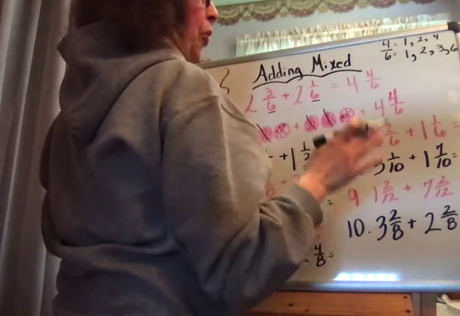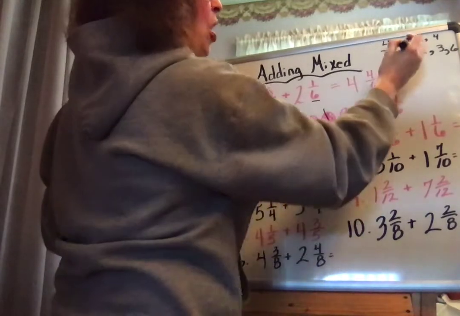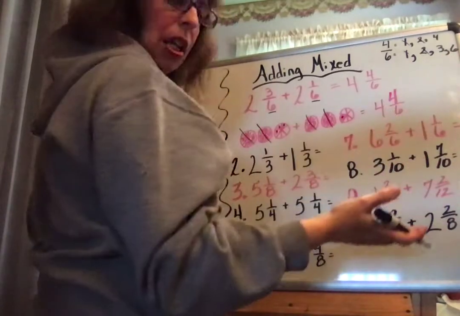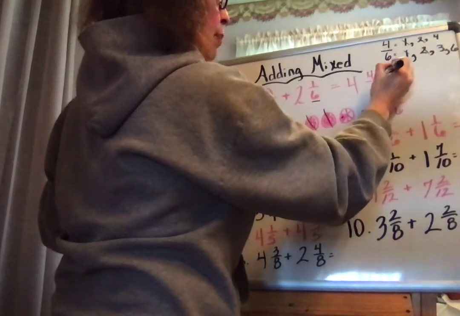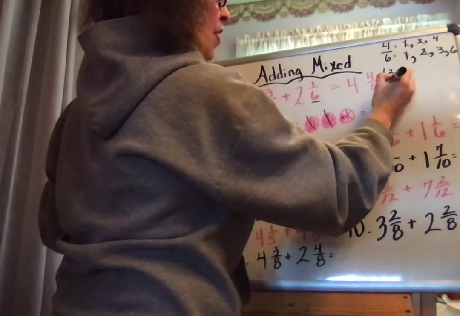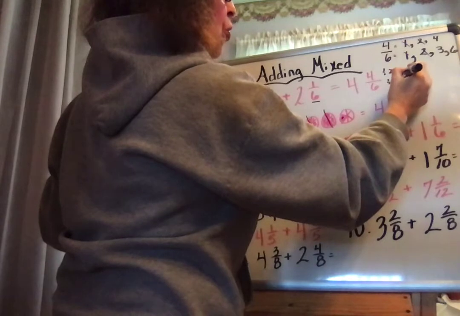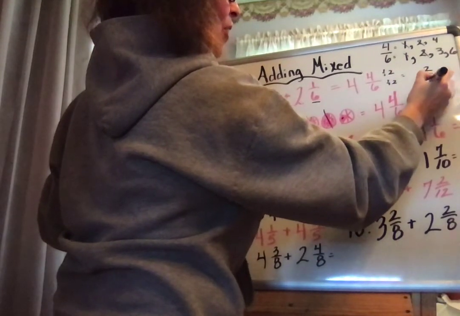Now, let's go through what is the greatest common factor in 4 and 6. Well, they have 1 in common and they have 2 in common. That's it. 2 is the greatest common factor. So then divide by 2 because we want to put 4/6 into simplest form. Divide by 2. 4 divided by 2 is 2. 6 divided by 2 is 3.